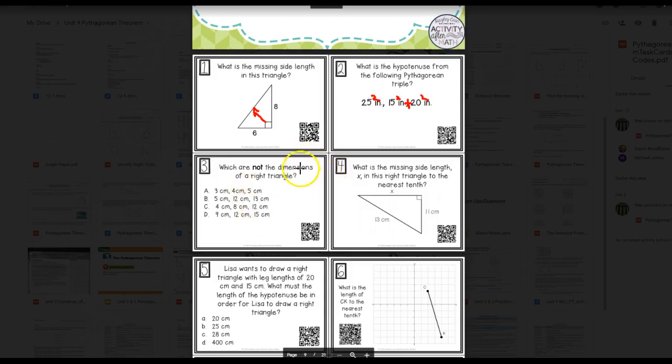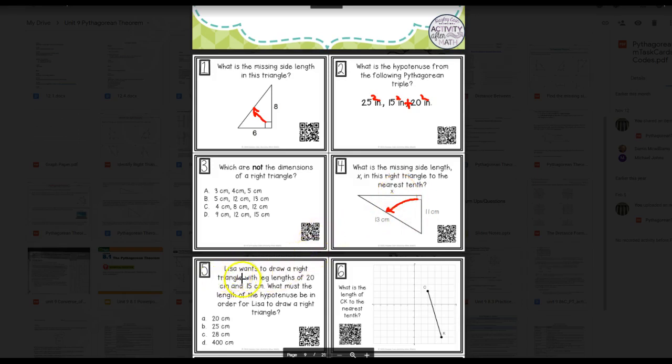Number four, what is the missing side length, x, in this right triangle to the nearest tenth? So you're going to do this to one decimal place. That is the nearest tenth. And as you can see, there's your right angle, and the hypotenuse is directly across from it. So you have the hypotenuse and one leg. You need to find the other leg.